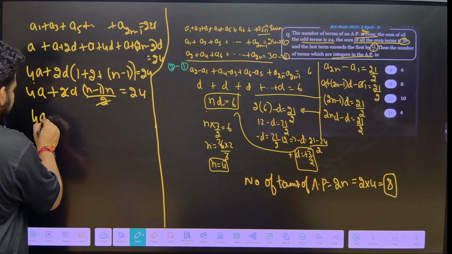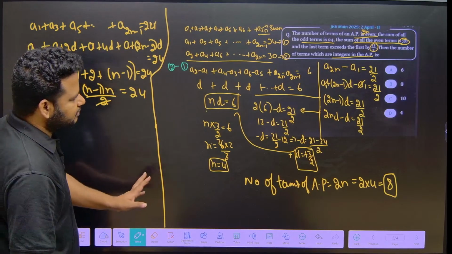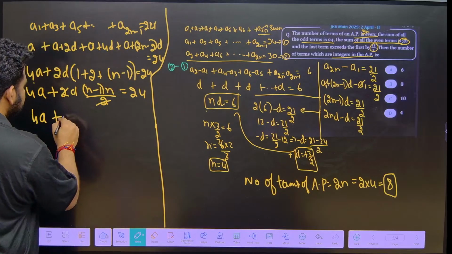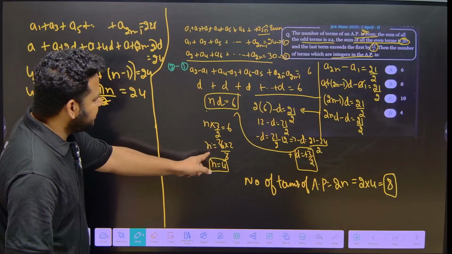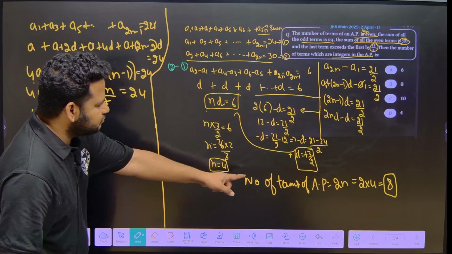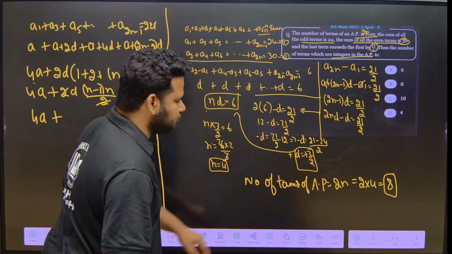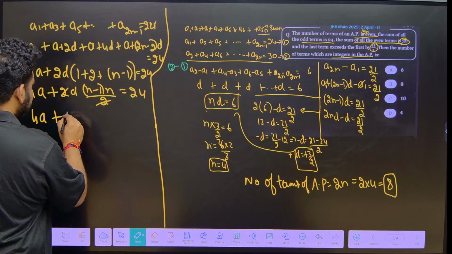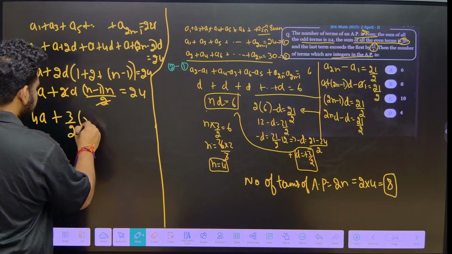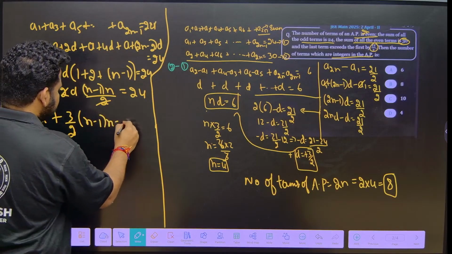4 times A1, I can write it as just A. I have to find out A1 or A. What is the value of D we got, friends? D is equal to 3 by 2. Let me write 3 by 2 here. This will become n minus 1 into n is equal to 24.